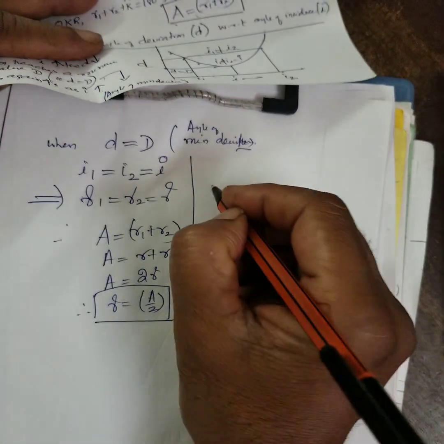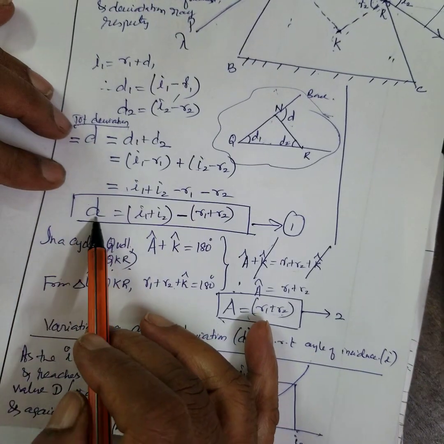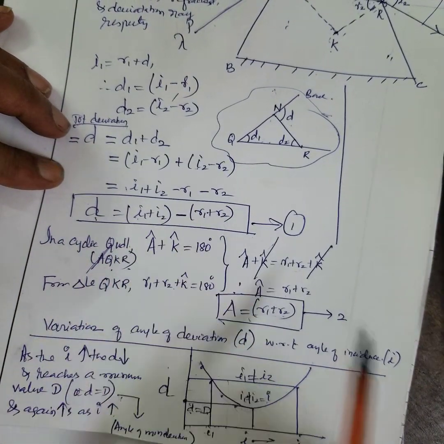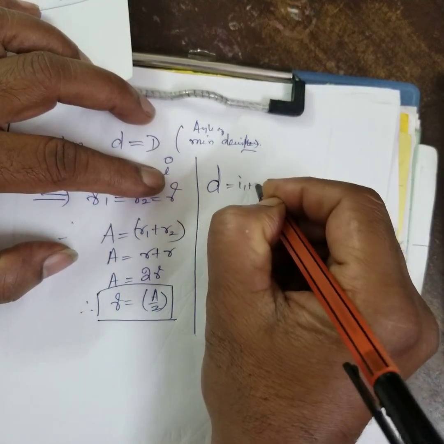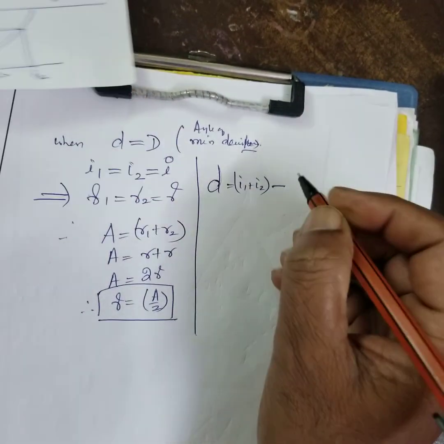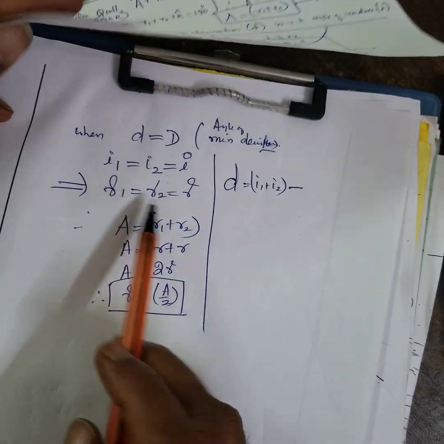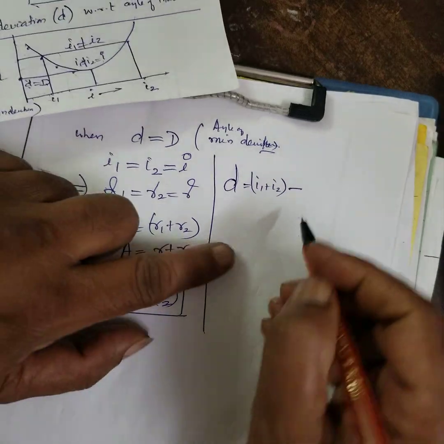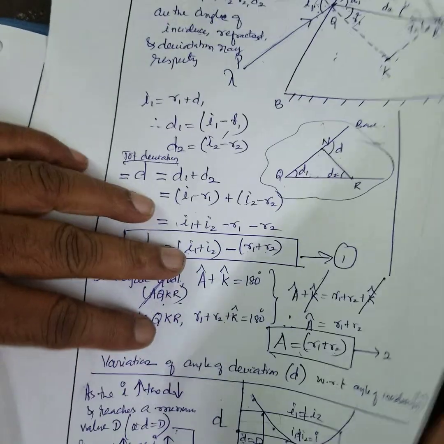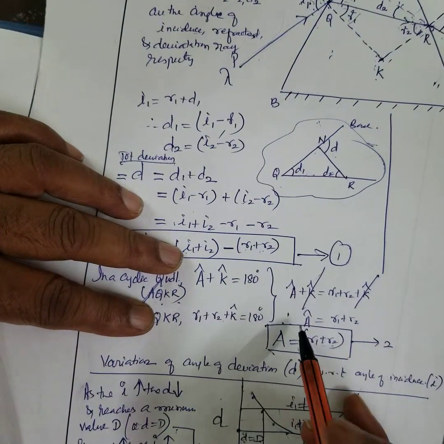What happens to the total deviation? This is the total deviation. Total deviation is I1 plus I2 minus R1 minus R2. Total deviation is equal to I1 plus I2 minus, here A is what? A is equal to R1 plus R2. Now this is A. What is R1 plus R2? A, now I am substituting here.